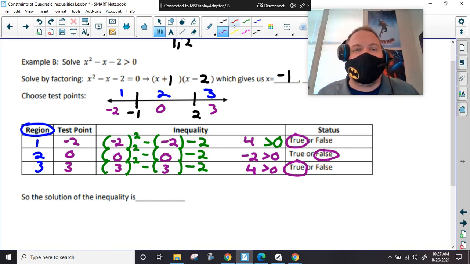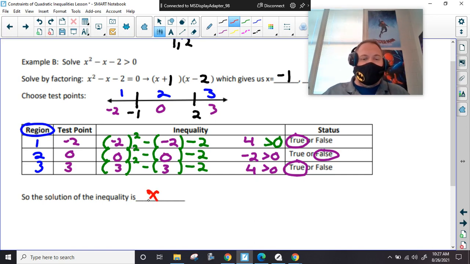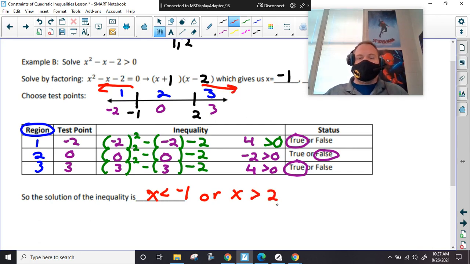Oh, yeah. All right. So the solution to this is X. All right, Mango, where you at? You're right here. All right, follow me in the most tropical way. That means that it is anything this way. So X is less than -1, or X is greater than 2.